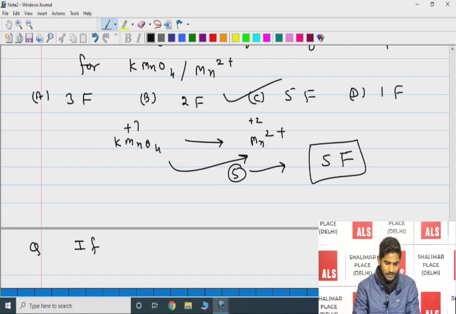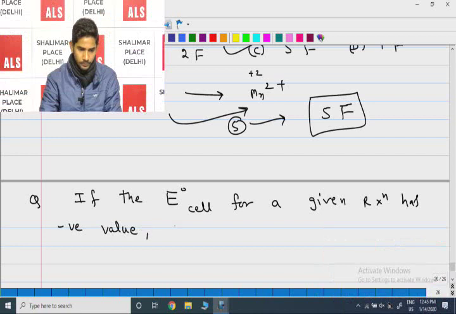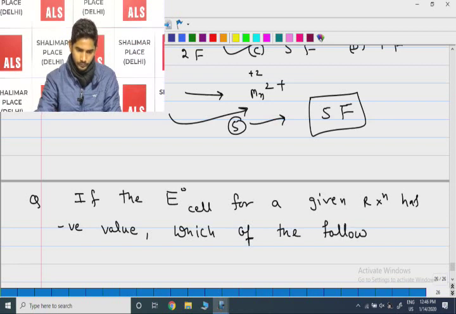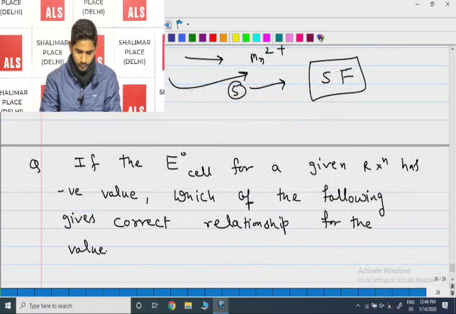This is NEET 2016. If the E0 cell for a given reaction has a negative value, which of the following gives the correct relationship for the values of delta G naught and K equilibrium?